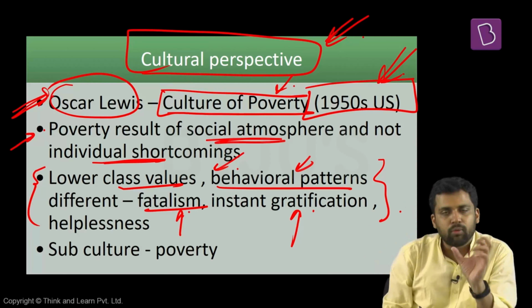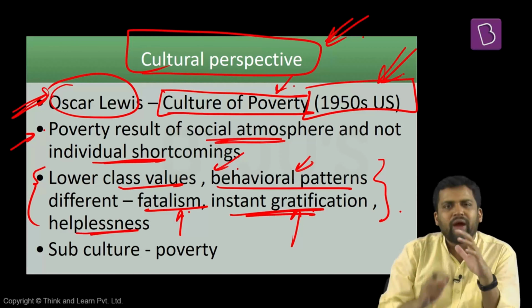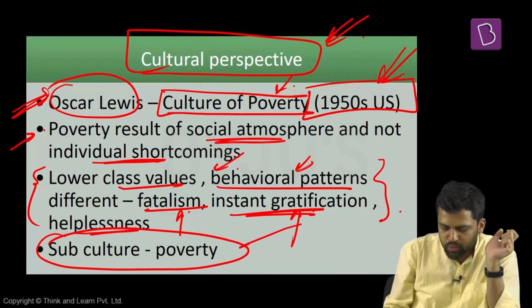So what he's saying is, among these sections of the population, you find fatalism, they resign to fate, they focus on instant gratification, and you find a culture of helplessness and powerlessness. So this subculture promotes poverty, as per Oscar Lewis.